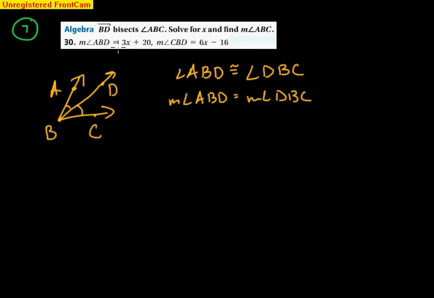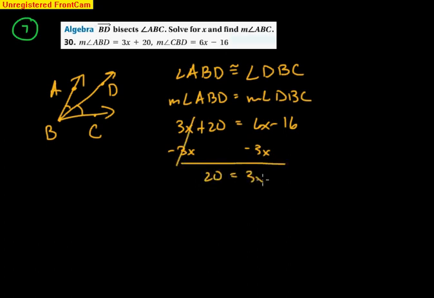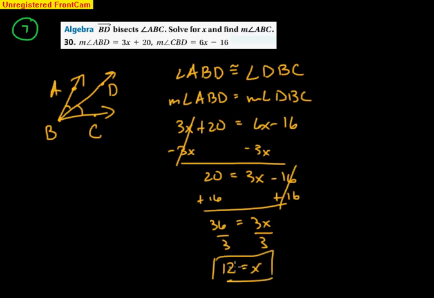Well, they give you information about these two angles. ABD is 3x plus 20. Plug it in. DBC, or CBD, right? Same thing. CBD is 6x minus 16. Plug it in. And now solve. Subtract 3x. 20 equals 3x minus 16. Add 16. 36 equals 3x. The 16's cancel. Divide by 3. And there is the value of x, 12.